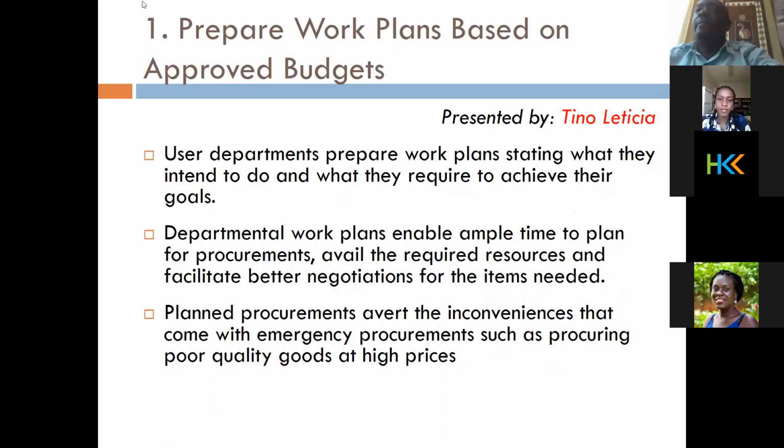The first role of the user department is to prepare work plans based on approved budgets. User departments prepare work plans stating what they intend to do and what they require to achieve their goals. Departmental work plans enable ample time to plan for procurements, avail the required resources, and facilitate better negotiations for the items needed. Planned procurements avoid the inconveniences that come with emergency procurement, such as procuring poor quality goods at high prices. The second role is to prepare statements of requirements or specifications.